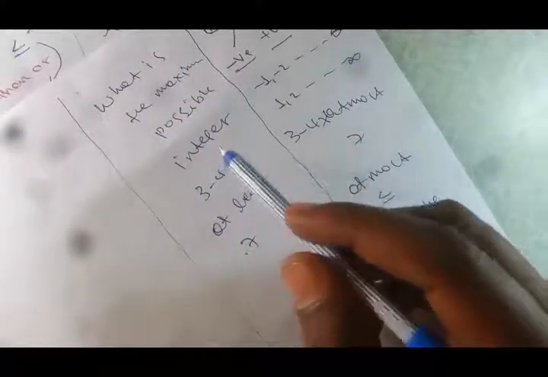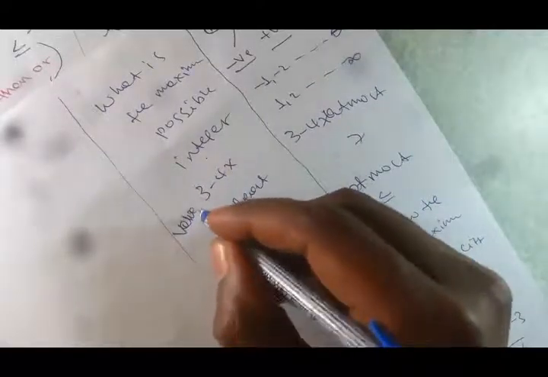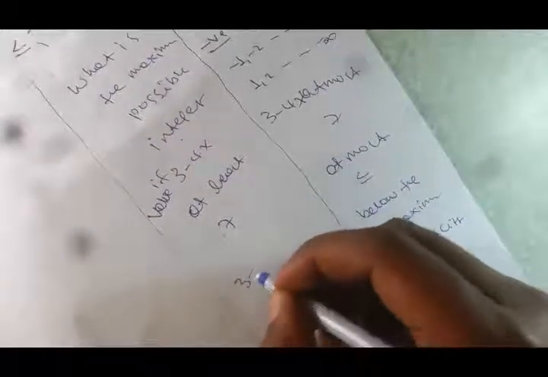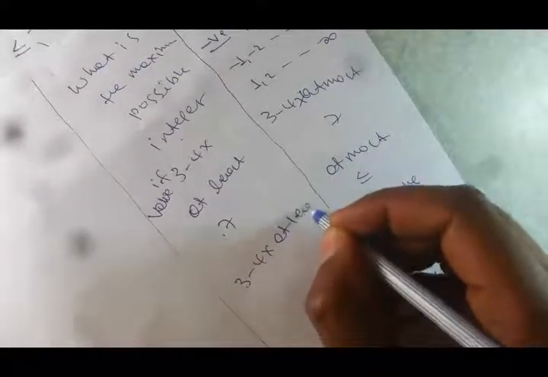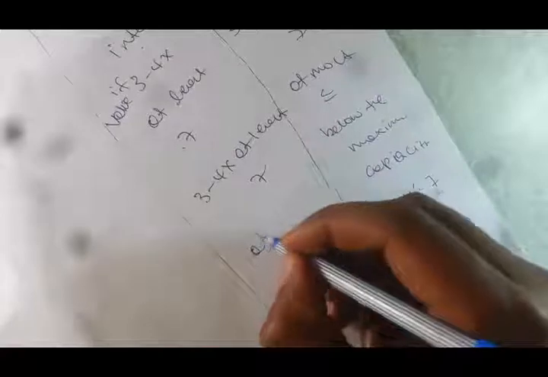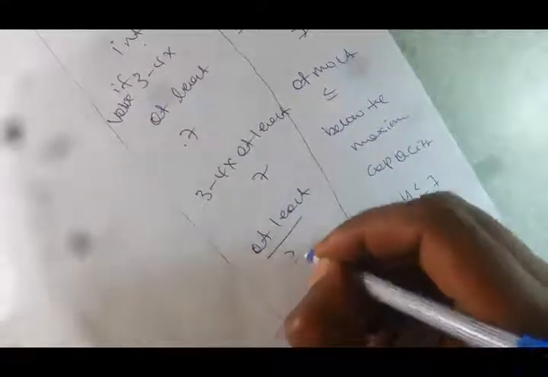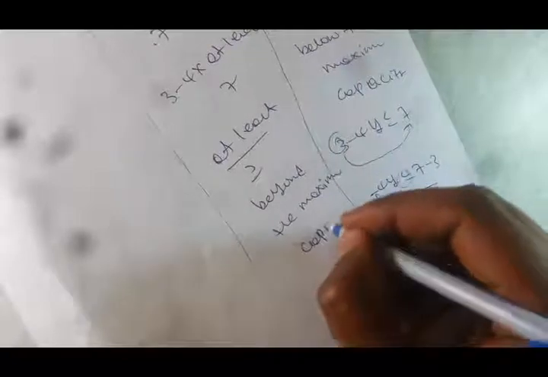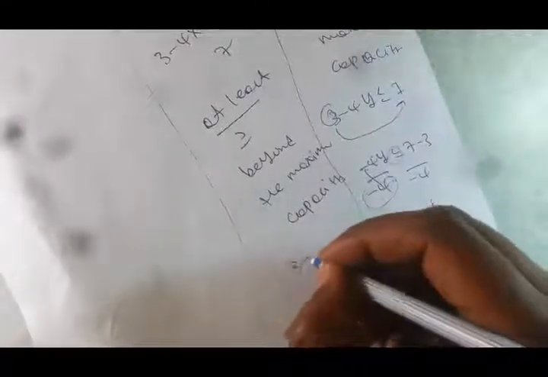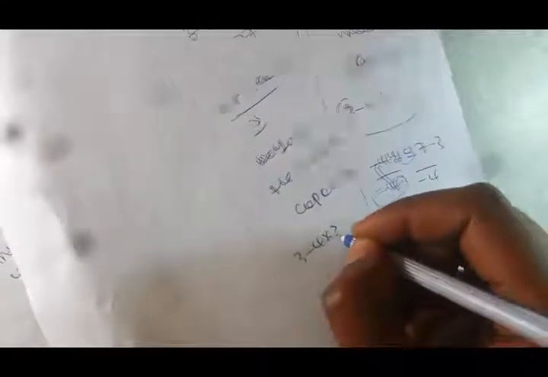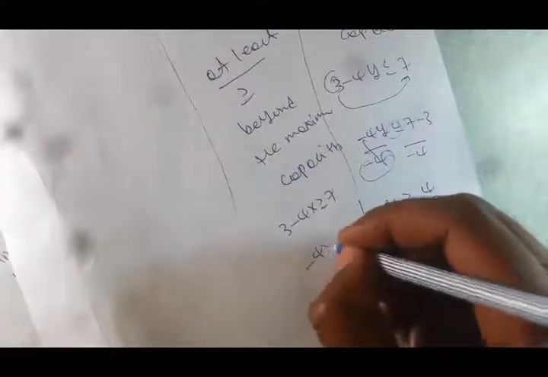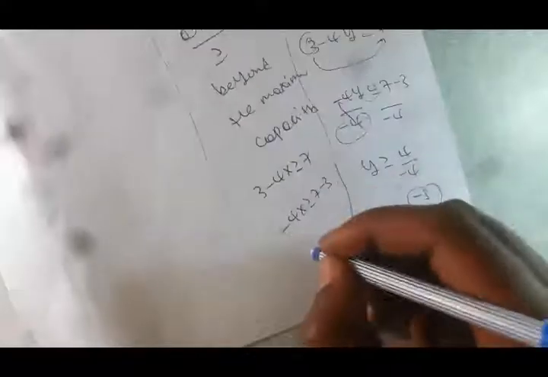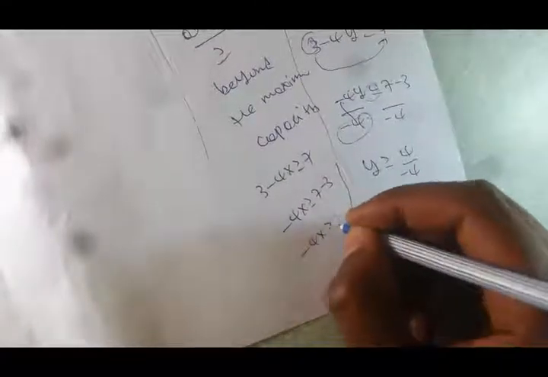Example 2 is asking us what is the maximum possible integer value if 3 minus 4x is at least 7. We know that at least means greater than or equal to, or beyond the maximum capacity. Therefore 3 minus 4x must be greater than or equal to 7. Therefore minus 4x must be greater than or equal to 7 minus 3. Minus 4x will be greater than or equal to 4.